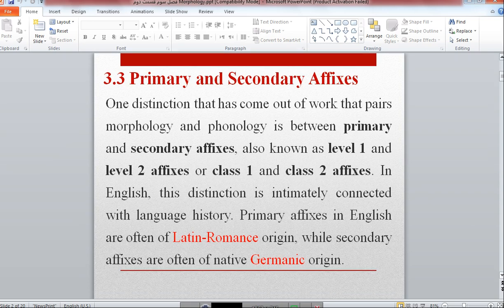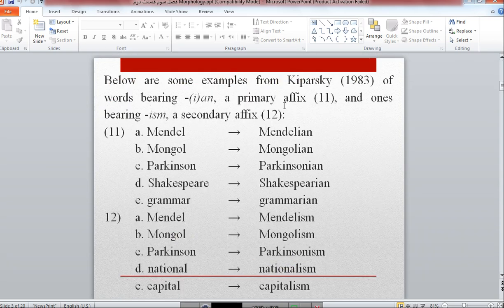Below, you see examples from Kiparsky, 1983, of words bearing ian, a primary affix, in example 11, and words bearing ism, a secondary affix, in example 12. You see here Mendel, Mendelian, Mongol, Mongolian, Parkinson, Parkinsonian, Shakespeare, Shakespearean, grammar, grammarian. This ian is a primary affix. In example 12: Mendel, Mendelism, Mongol, Mongolism, Parkinson, Parkinsonism, national, nationalism, capital, capitalism.